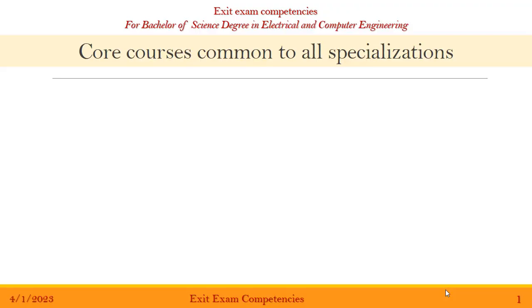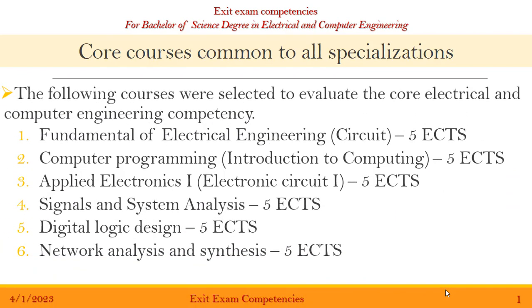So before starting the course, I'm going to talk about the core courses common to all specializations. From these, the following courses were selected to evaluate Electrical and Computer Engineering competencies: Fundamentals of Electrical Engineering, Computer Programming (Introduction to Computing), Applied Electronics 1 (Electronic Circuits), Signal and System Analysis, Digital Logic Design, and Network Analysis and Synthesis. These are core courses common to all specializations.